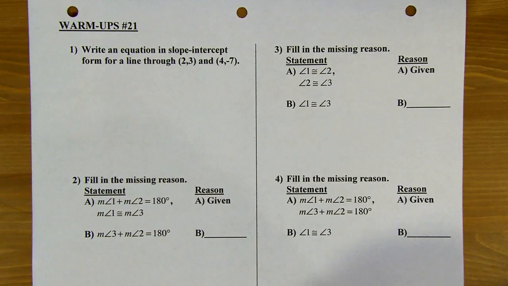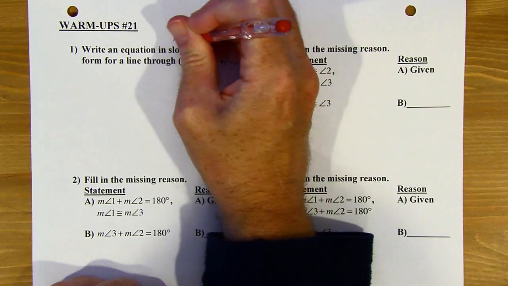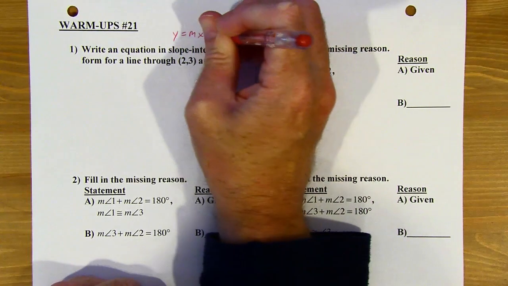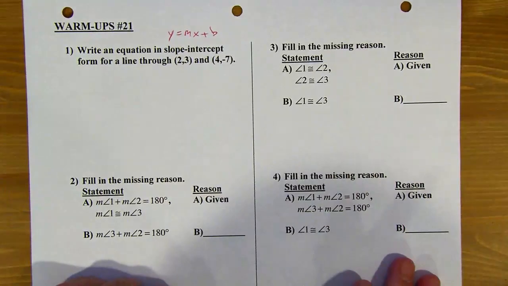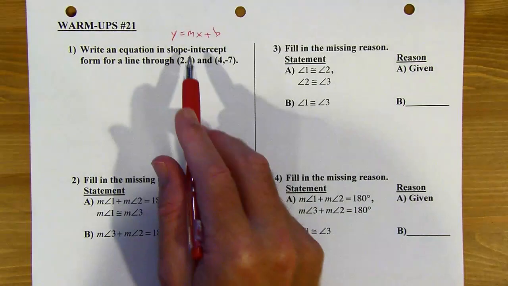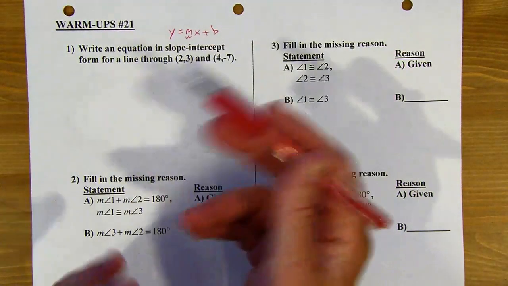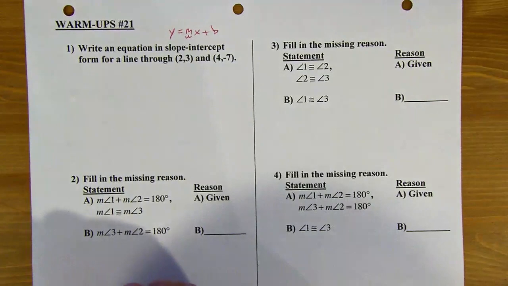Here's warm-up number 21. First problem says write an equation in slope-intercept form. So slope-intercept form, that's y equals mx plus b. So that's the format I want my final answer in. Okay, and this is for a line that goes through these 2 points. So I always need the slope. If it doesn't tell me the slope, it's gonna give me enough information to find the slope somehow.